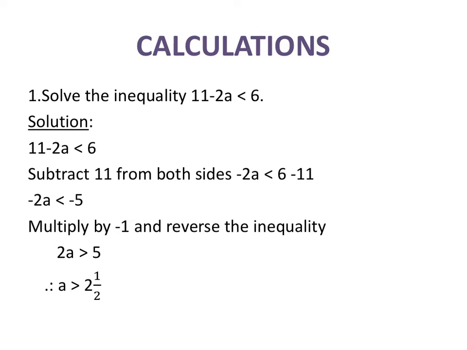On calculations here, solve the inequality 11 minus 2a is less than 6. The solution: 11 minus 2a is less than 6. Subtract 11 from both sides of the inequality. Minus 2a is less than 6 minus 11. Minus 2a is less than minus 5. Multiply by minus 1 and reverse the inequality. 2a is greater than 5. A is greater than 2 and a half.